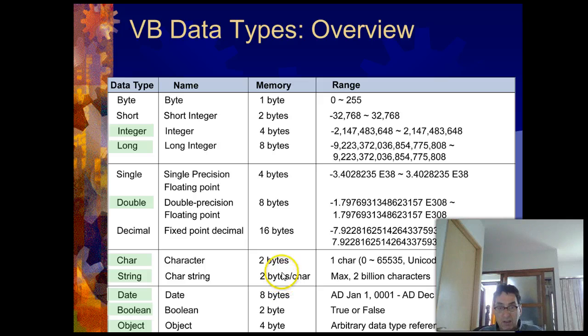So the maximum number you can have is 2 billion characters, and each character is represented by 2 bytes. So 2 bytes we can see here basically gives us this number plus this number, but 32,768 times 2, which is 65,536 different values.